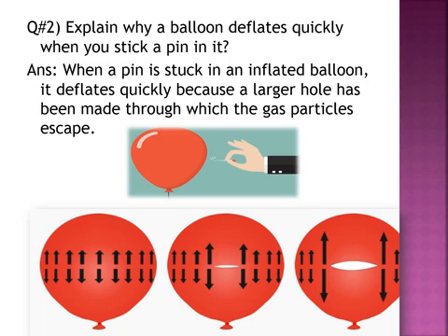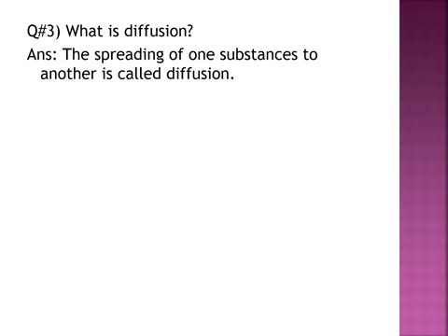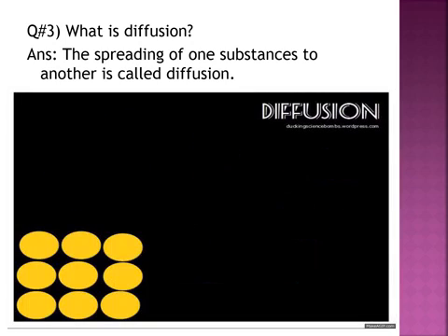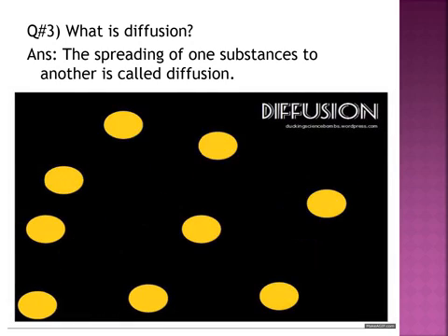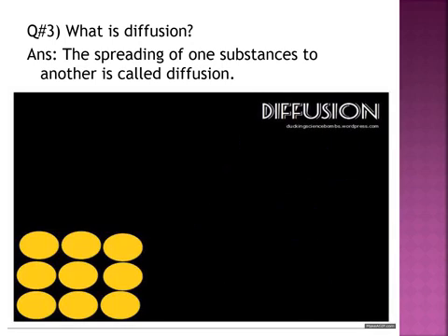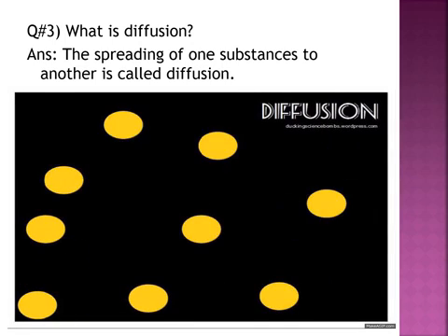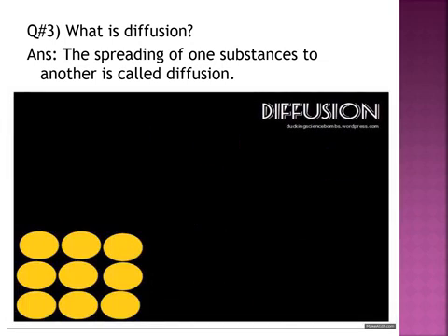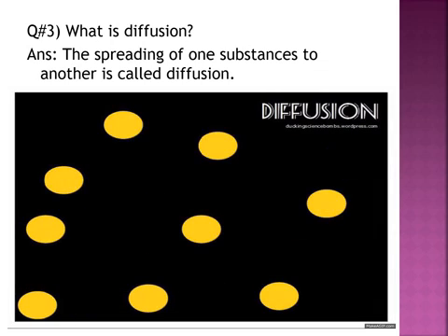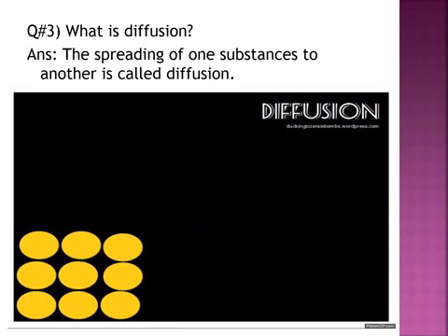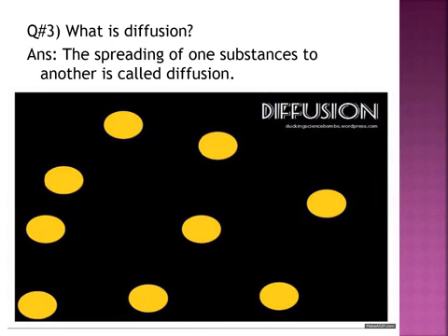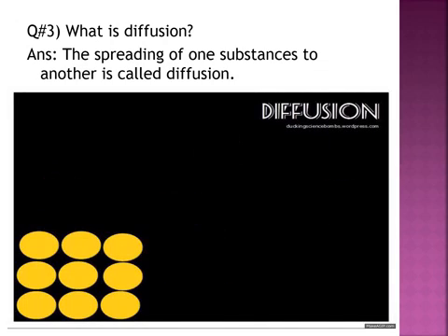The next question is: what is diffusion? It is the spreading of one substance into another that is called diffusion. You can see in the figure there is an animation that the molecules are spreading rapidly from one point to another. The next question is: suggest why diffusion does not happen in solids.